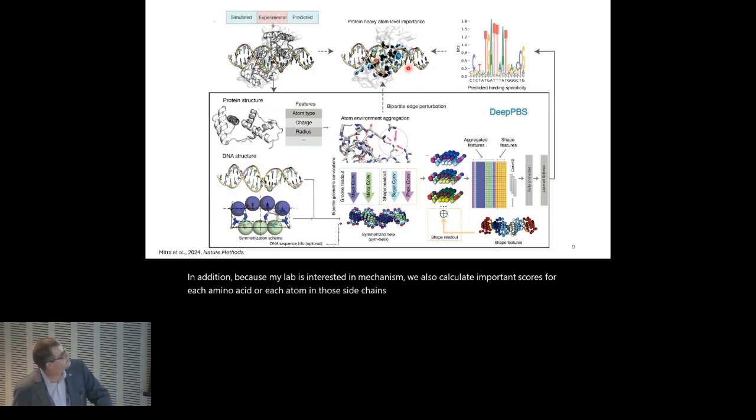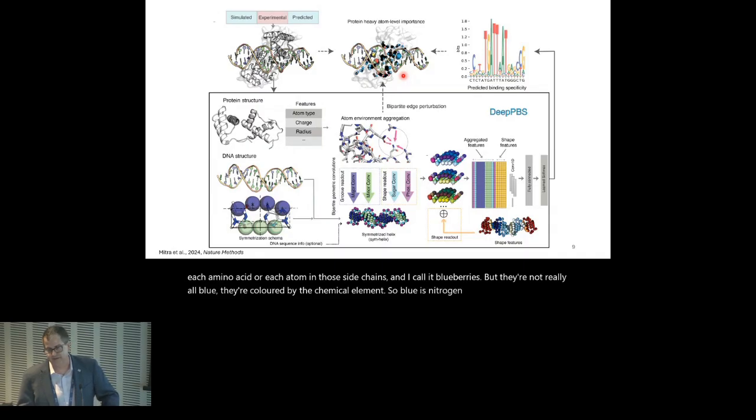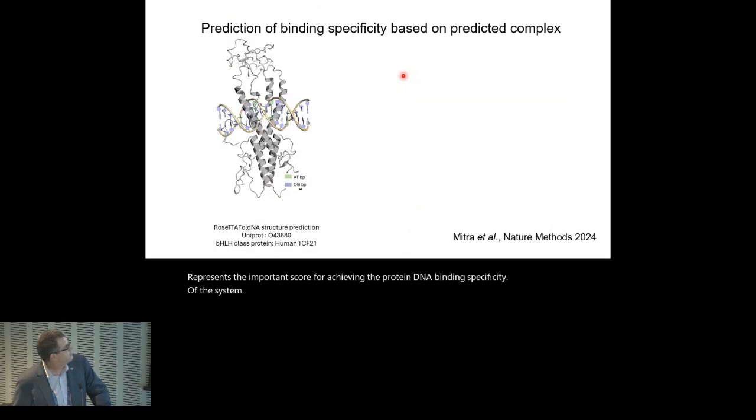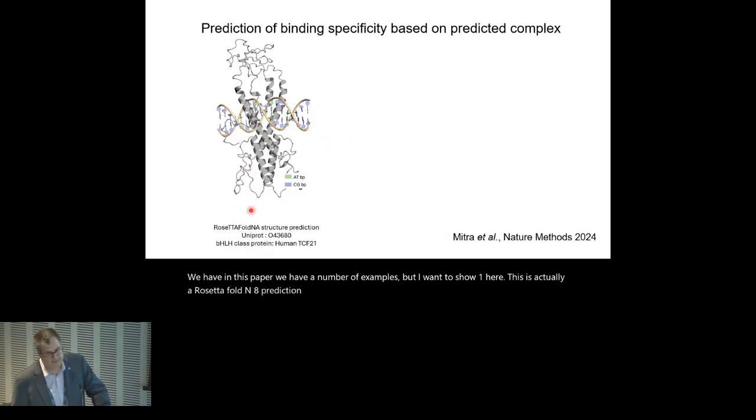And I call them blueberries, but they're not really all blue. They're colored by the chemical element. So blue is nitrogen. And the size of these spheres represents the importance score for achieving the protein-DNA binding specificity of the system. In this paper, we have a number of examples, but I want to show one here. This is actually a RoseTTAFold NA prediction for a basic helix-loop-helix transcription factor.